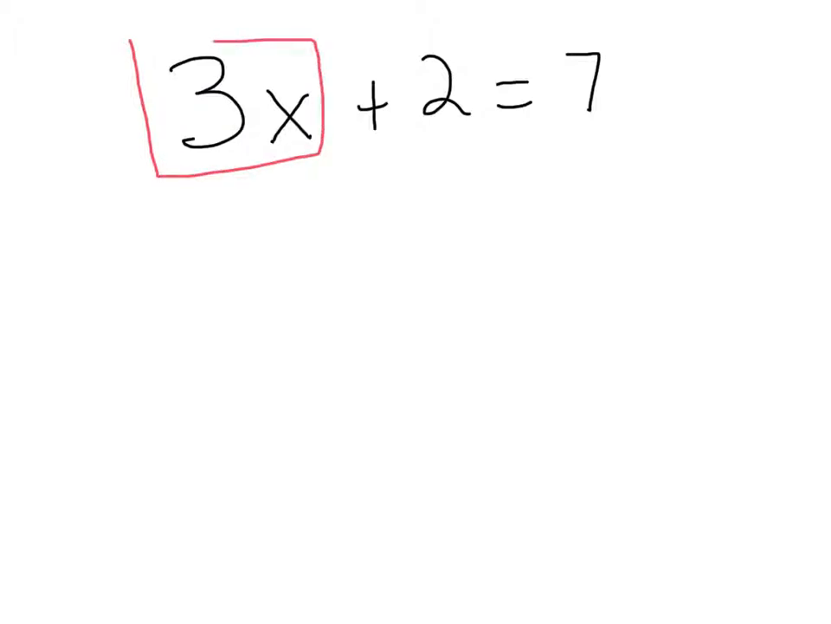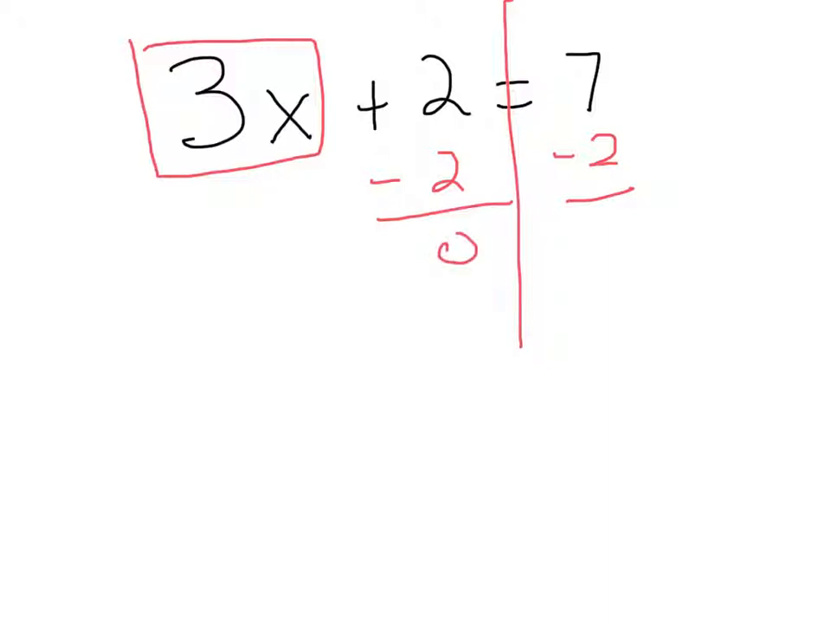Now what happens if we have a multiplication problem? 3x plus 2 equals 7. We do this in a very similar fashion. First thing I want to do is draw a box around my unknown variable and draw a line separating the two sides of my problem. Here though, I have a plus 2, so my next step is to subtract 2 from both sides.